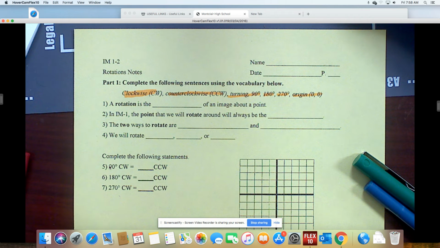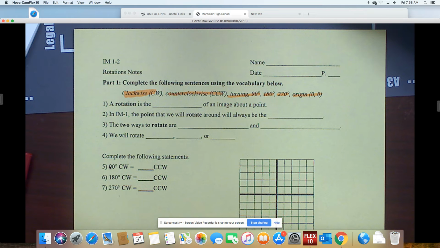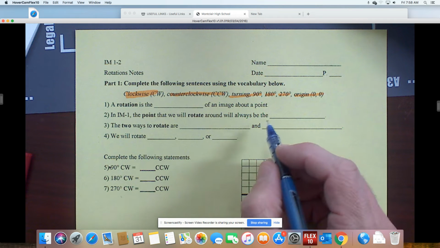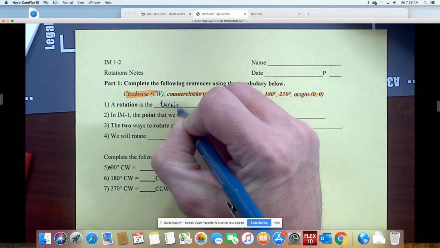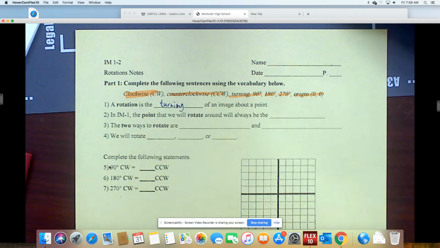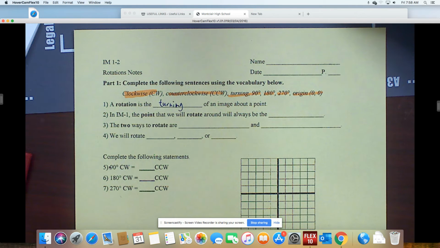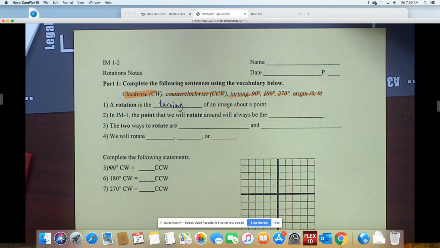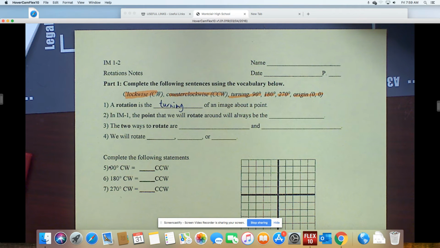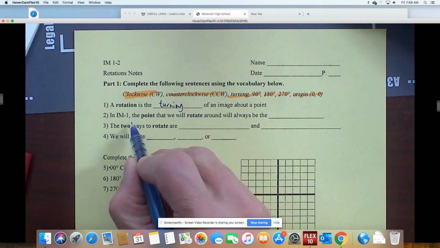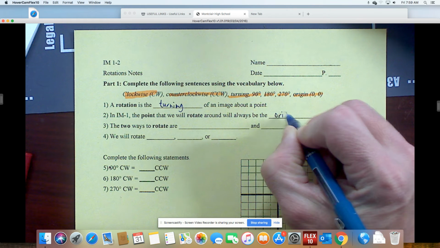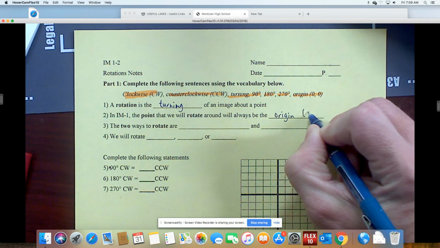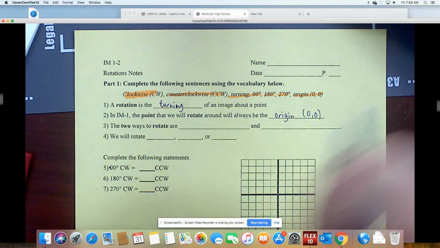So let's see if we can fill in some blanks. The first statement says a rotation is the blank of an image about a point. It is the turning of an image about a point. So we are going to turn now. With reflections, we flipped. With translations, we slid. Now we are turning. In IM1, the point that we will rotate around will always be the origin, and that is 0, 0.